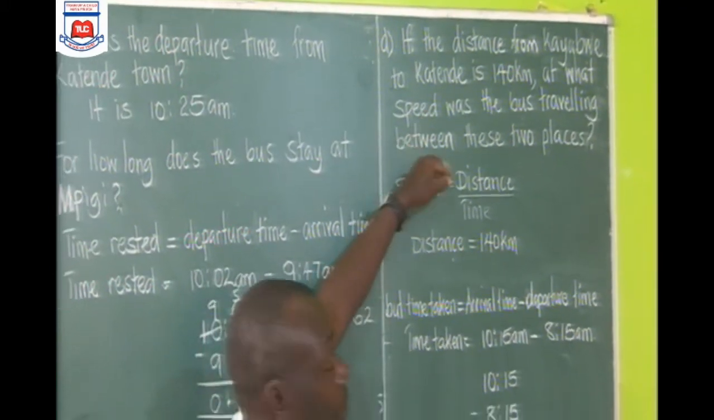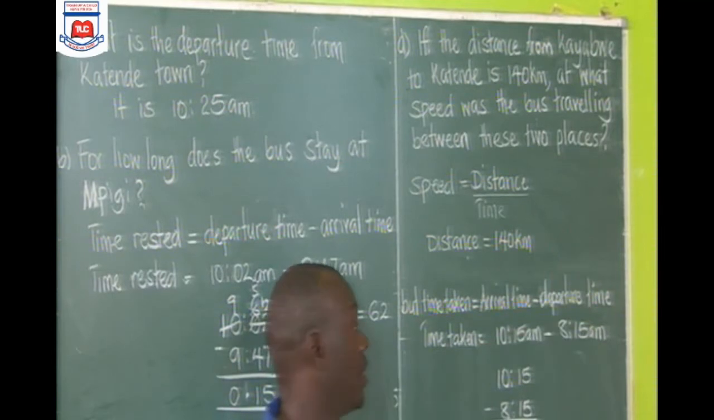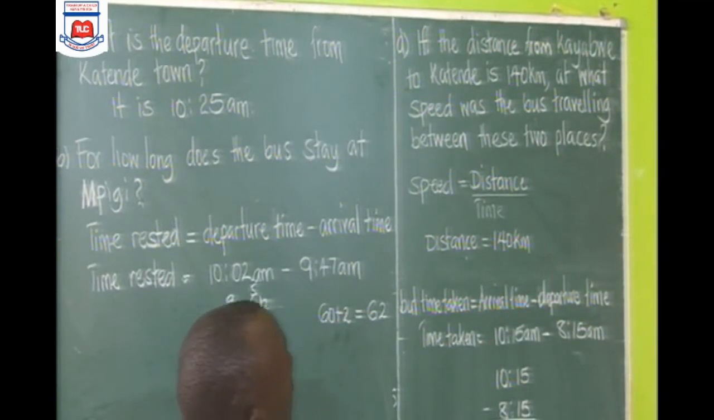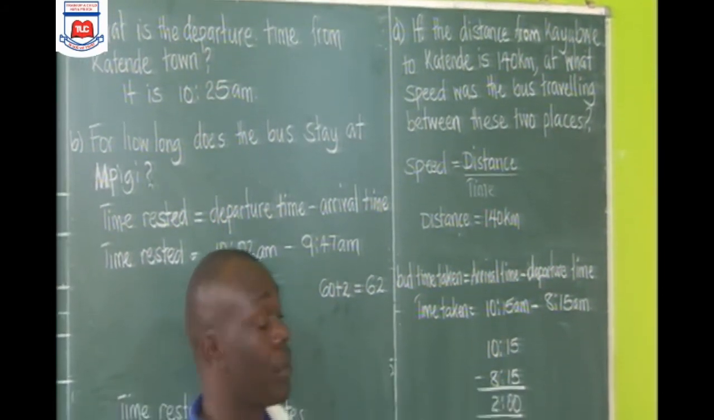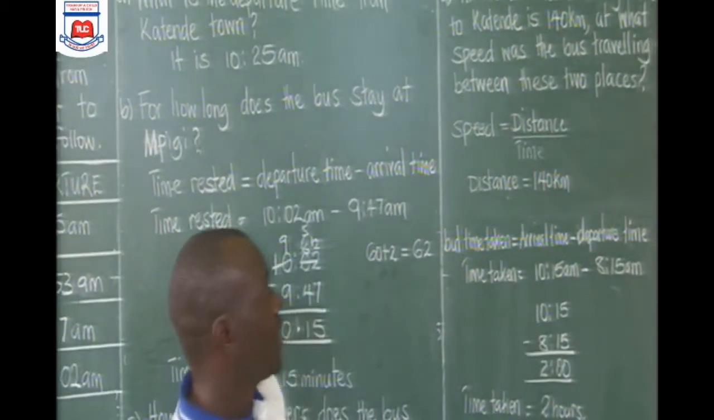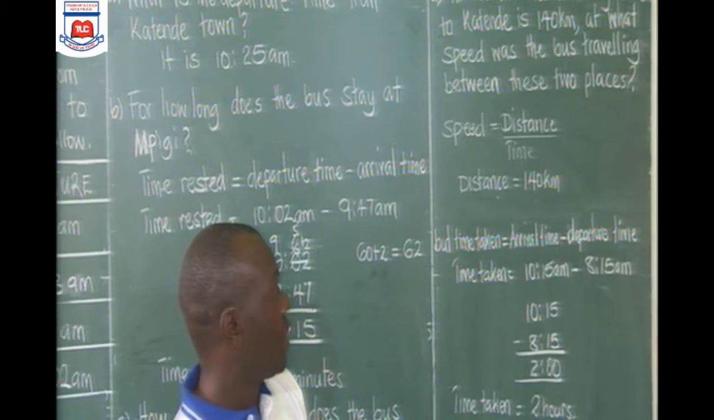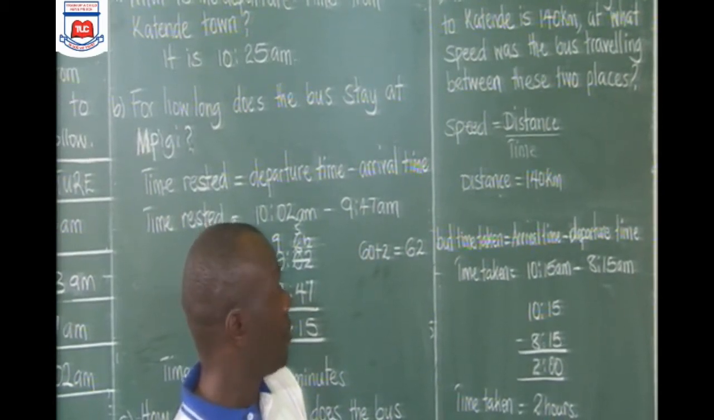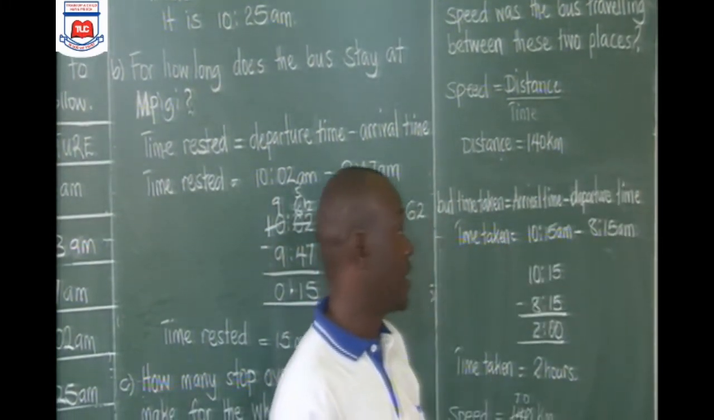The distance has been dictated by the examiner as 140. Bring it down and say distance equals 140 kilometers. And it should be noted that the time taken is not here, and here's the connection between 2 places of Kayabwe and Katende. Therefore, time taken between 2 different places is equal to arrival time minus departure time. That's the time you reach where you're going minus the time you left that place from where you were. So therefore, we stated that time taken equals arrival time minus departure time.